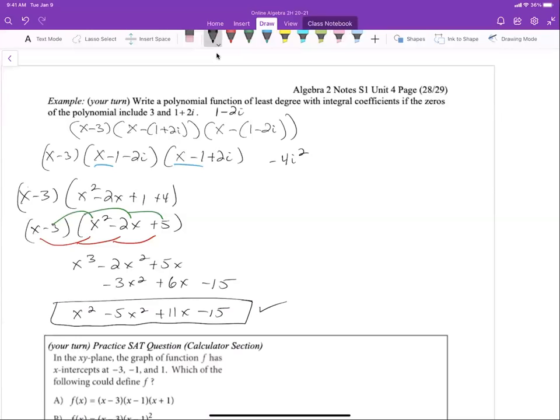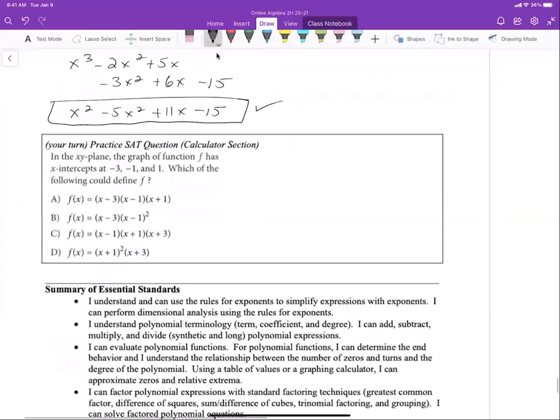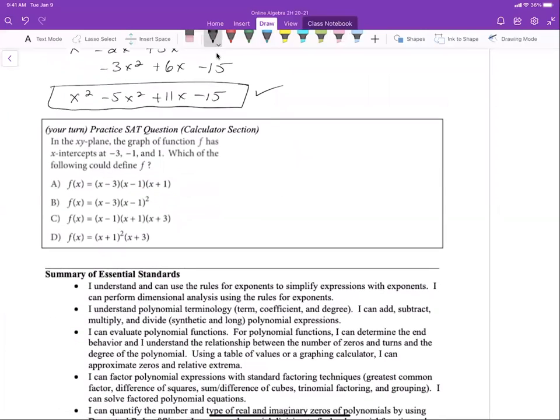Yep, that is the answer. We're good to go. All right, last thing. In the xy plane, the graph of the function f has x-intercepts. So those are the intercepts, or the zeros. Which of the following could define f? Well, we know that if these are the zeros, then x minus a negative 3, so x plus 3, and then we know x minus a negative 1, so x plus 1, are factors. And we know x minus 1.